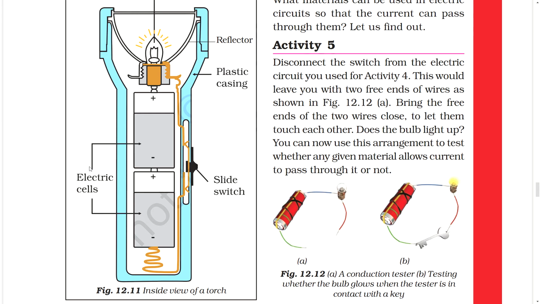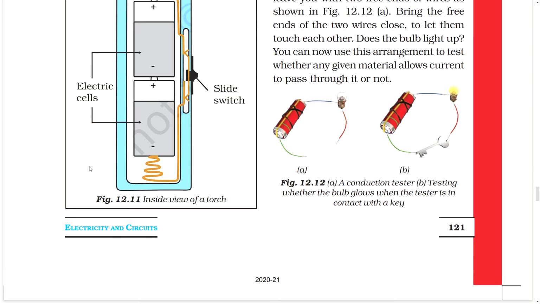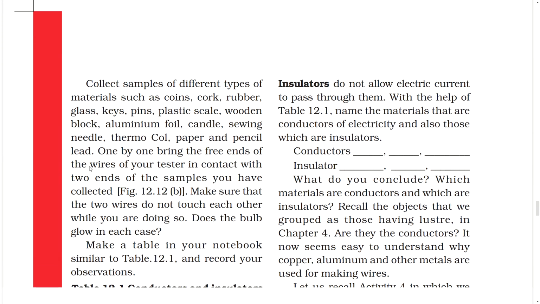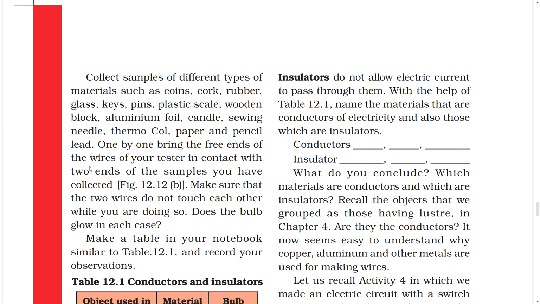Figure A. A conduction tester. Figure B. Testing whether the bulb glows when the tester is in contact with a key. Collect samples of different types of materials such as coins, cork, rubber, glass, keys, pins, plastic scales, wooden block, aluminium foil, candle, sewing needle, thermocol, paper and pencil lead.